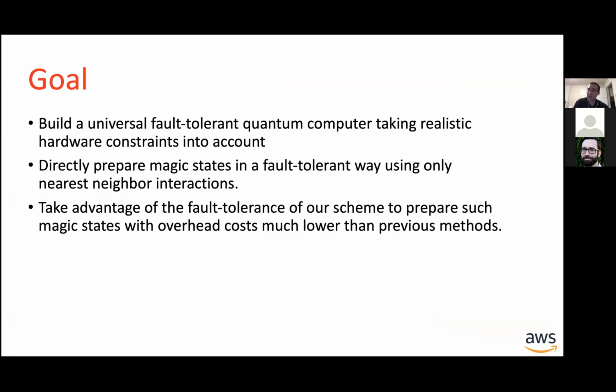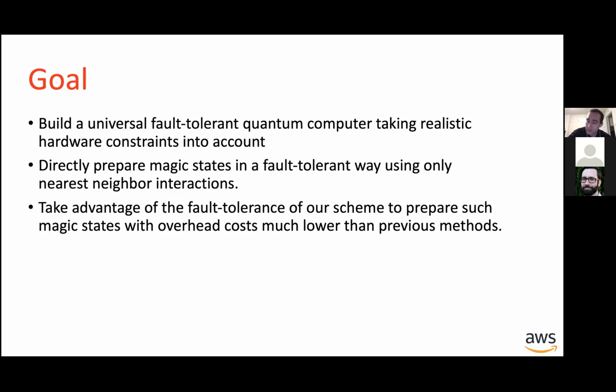And when I say that, what I'll be having in mind is mainly a superconducting qubit architecture. So we're going to require that the qubits are laid out on a two-dimensional plane and that they interact via nearest neighbor interactions. So those are going to be the hardware constraints that I have in mind throughout the talk. And then the question we'd like to ask is, can we devise a scheme of universal fault-tolerant quantum computing in the setting that has a really low overhead, at least relative to what's been done before.